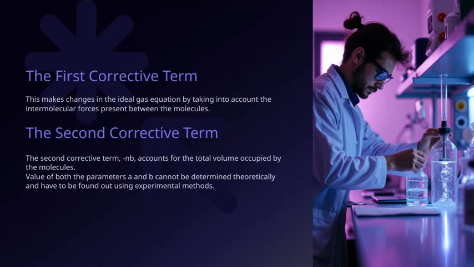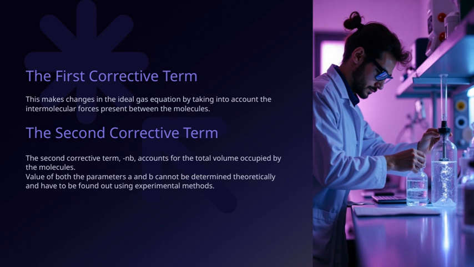Now, let's talk about the second corrective term, which is nB. This term accounts for the total volume occupied by the molecules themselves. It's important to understand that both the parameters, a and b, cannot be determined purely through theoretical calculations. Instead, we need to find these values experimentally to get accurate results.